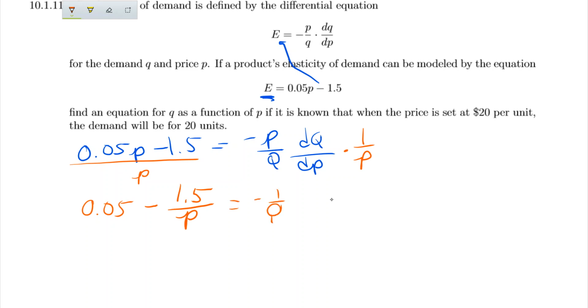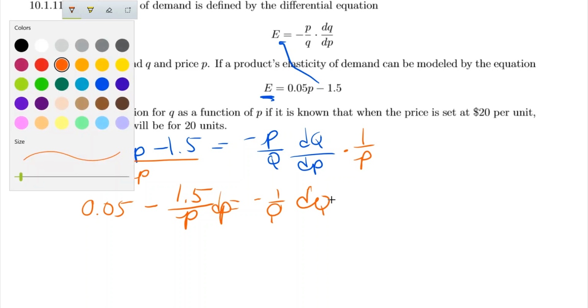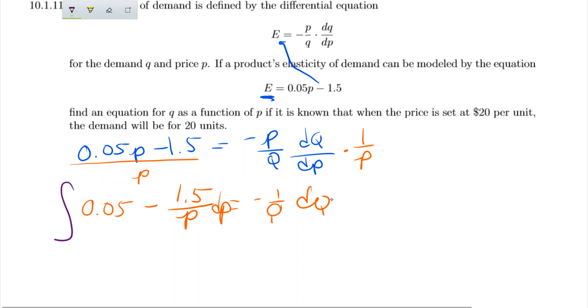And then let's just go ahead and separate this. So dq on this side, dp on this side, integrate both sides. One of the common mistakes I'll see with this is people will integrate only this term because it has the dp next to it. Remember, this is indicating that the entire thing is a part of my differential, not just the last term. You integrate both sides, not parts. So be careful with that.